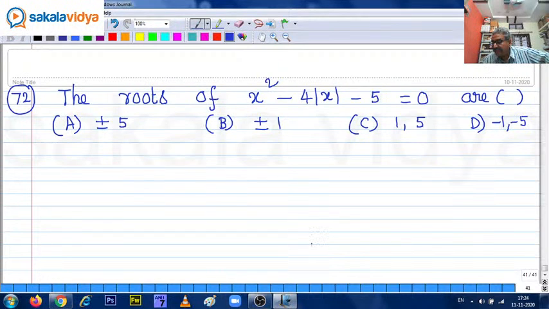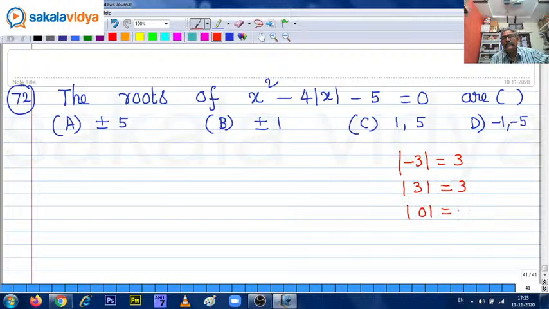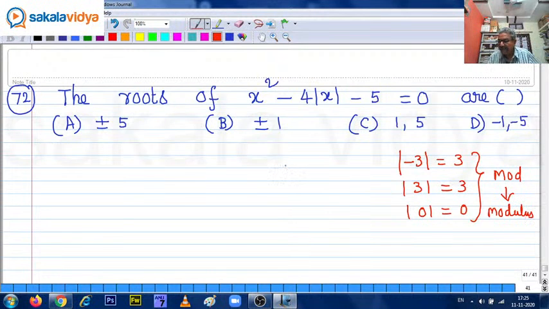Mod means always positive. Mod, not mead, mod. The modulus of any real number is always positive. Let me explain what mod means. Modulus of negative 3 is equal to 3. Modulus of positive 3 is 3. Modulus of 0 is equal to 0. This is the concept of mod. Mod means modulus. Good question you asked. It's a modulus.